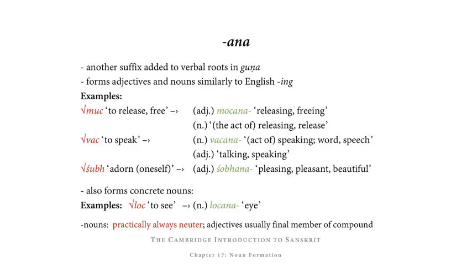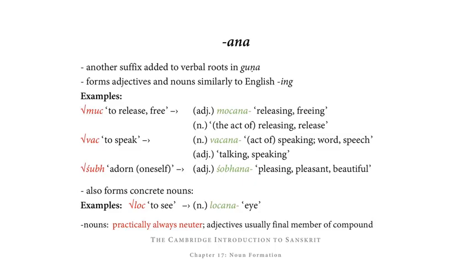Ana is another suffix that would be added to verbal roots in guna, and what it does is that it forms adjectives or nouns, similar to what English -ing does. So, for example, from muc, to release or to free, we get the adjective mocana, meaning releasing or freeing, as well as the noun mocana, meaning the act of releasing or release.